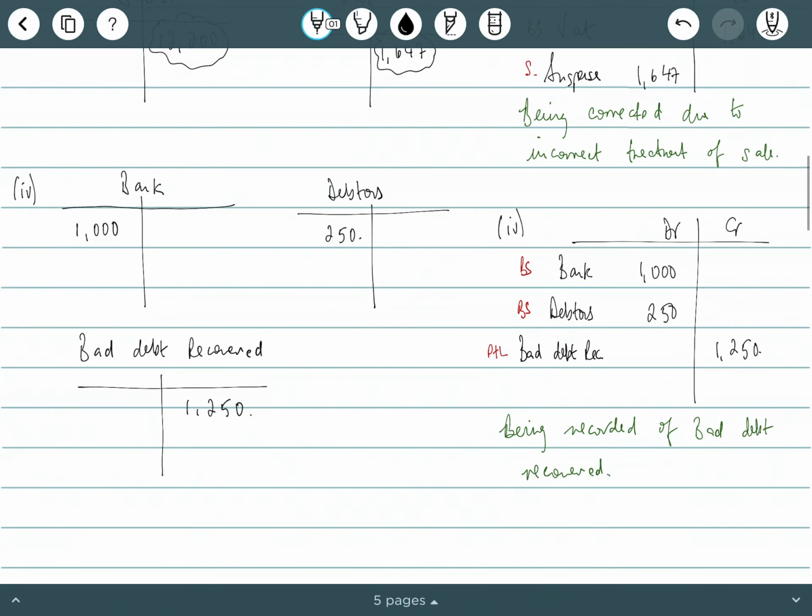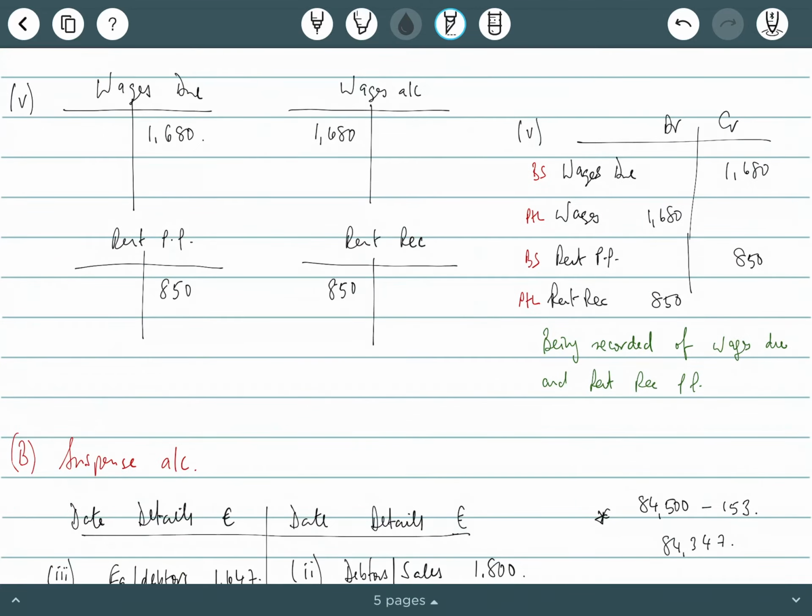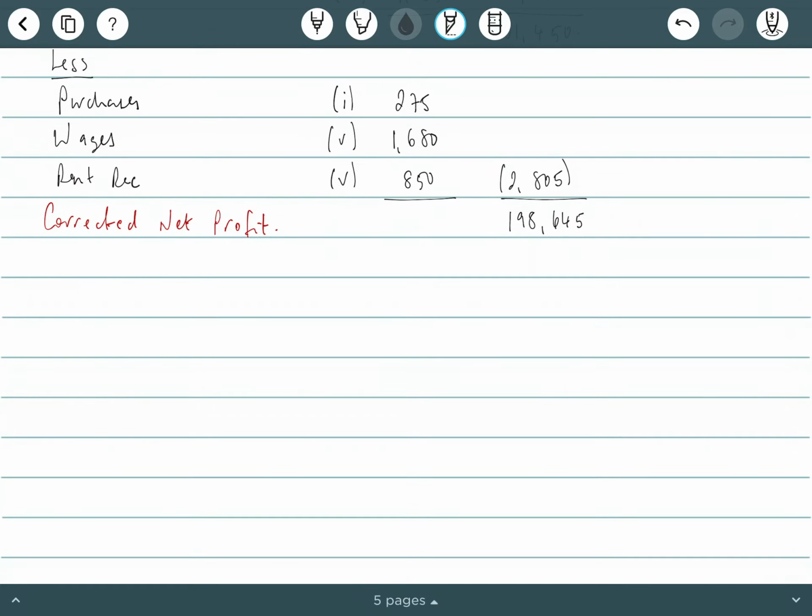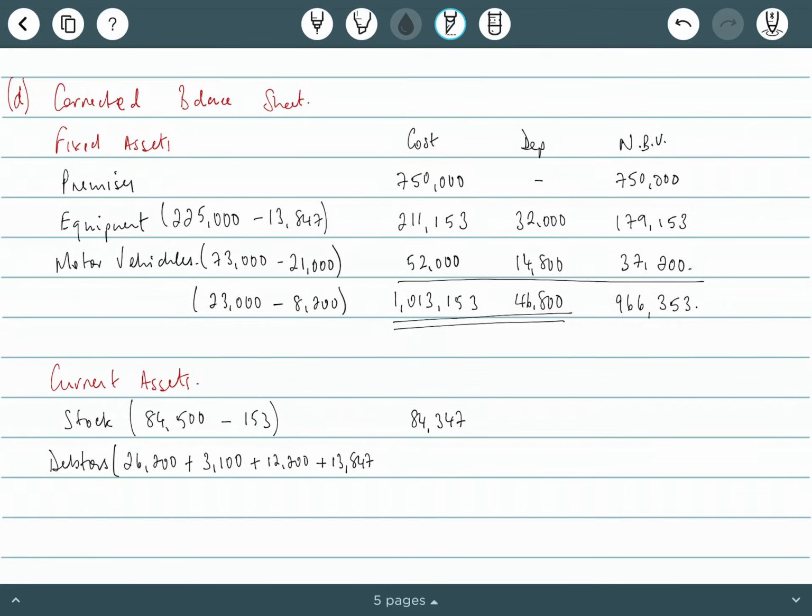Let's go back up. Debtors again, 250. Debit sides we're going to be adding on. And that was it. Let's come down here. 250. All right. So that's 26,200 plus 3,1 plus 12,2 plus 13,847 plus 250 equals 55,597.